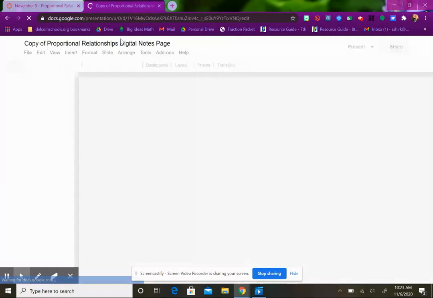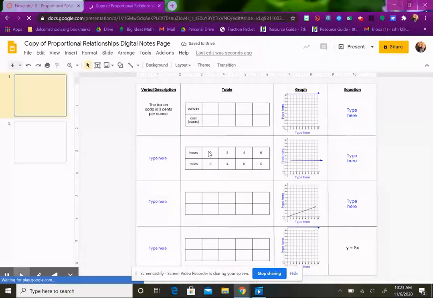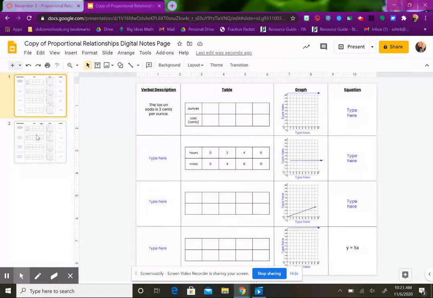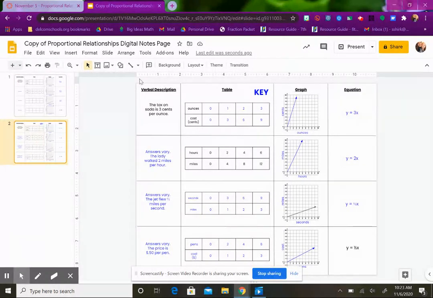Internet's being a little laggy today at school. So if you want, you can go ahead and fill this out. I actually have an answer key that is an option that you can follow along with and fill in as well. So basically what's happening is that proportional relationships are two equal fractions, or equivalent fractions.